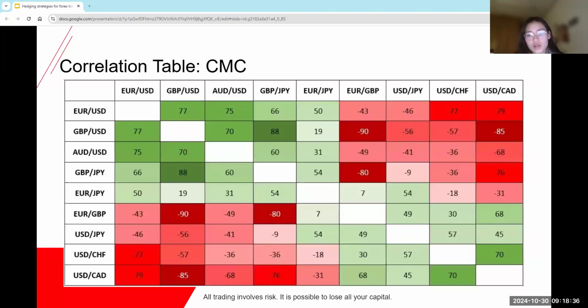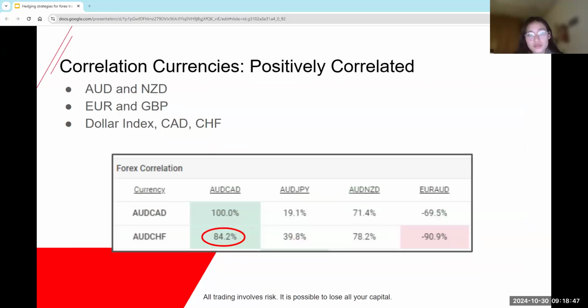Okay, any questions so far? Okay. So let's now look at some examples. Some positively correlated currencies are the AUD and Kiwi dollar. We also have the euro and the pound, dollar index, CAD, and franc. For this example, I'm using Aus franc and Aus CAD because it's giving us an 84.2% positive correlation, which is quite positively correlated.